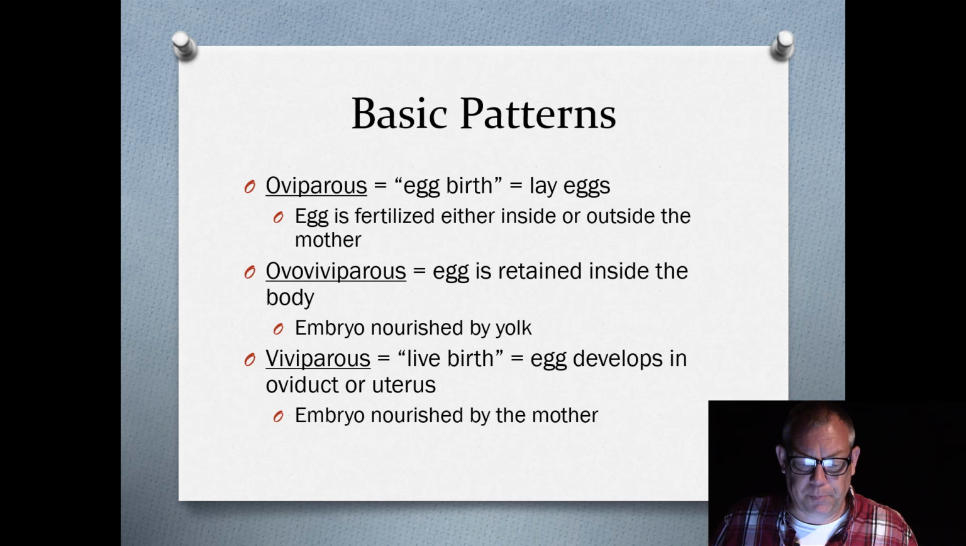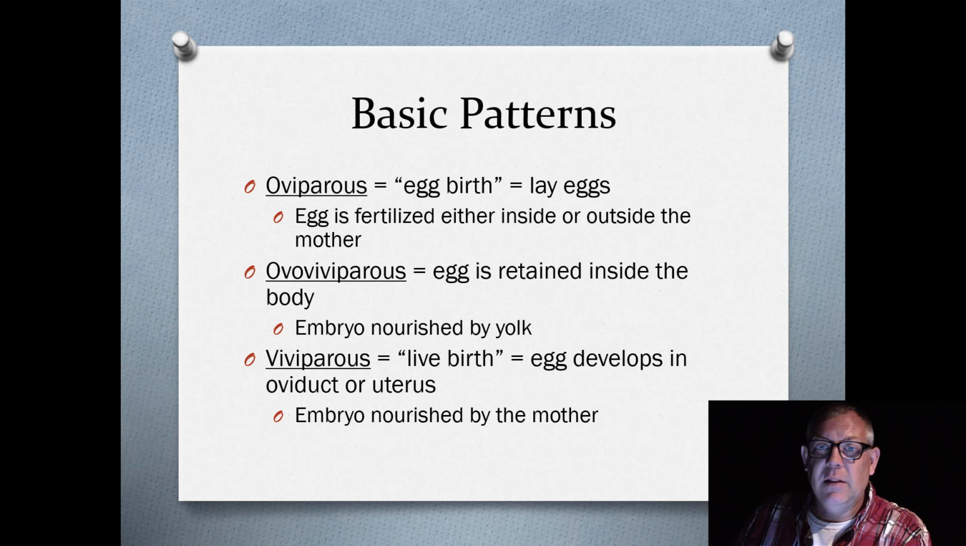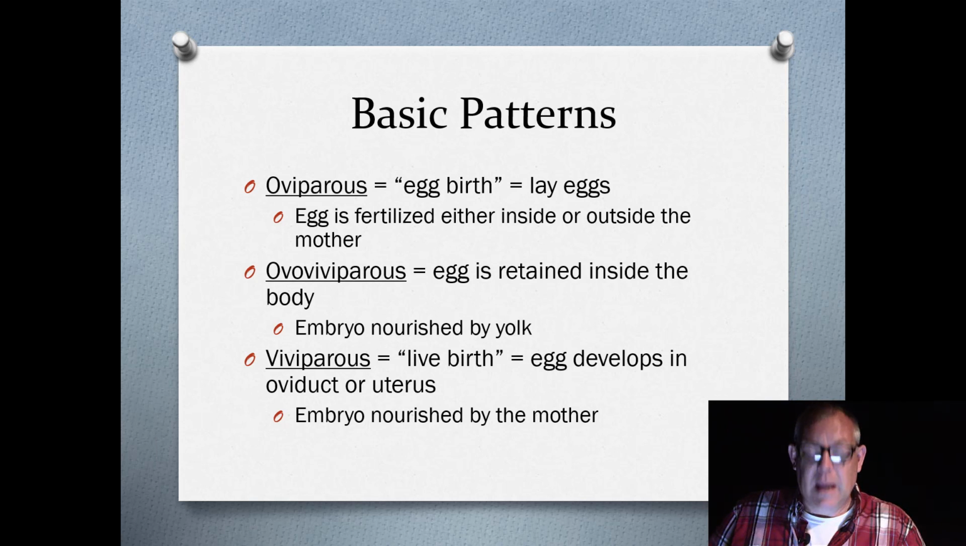That's oviparous. You can have ovoviparous, which is when the egg is not laid, but it's retained inside the female. So you're still producing an egg, and the embryo is still nourished by the yolk of that egg, but instead of laying it in a nest and then letting it develop outside the female, it's still developed inside the female. So it's still got some level of protection, but she's not nourishing it directly. The yolk of the egg is still nourishing it.